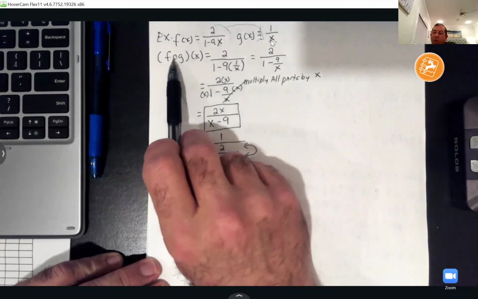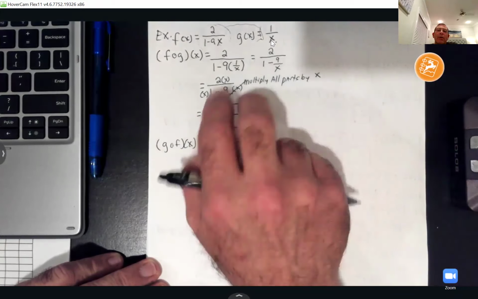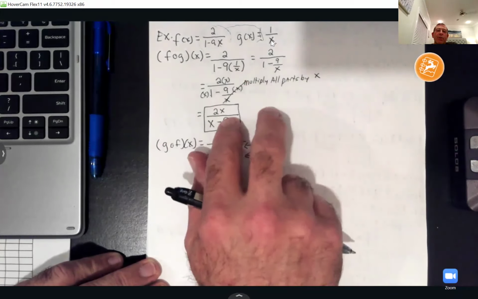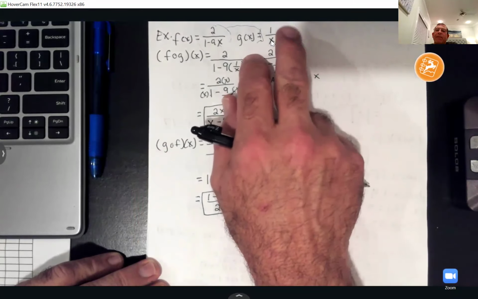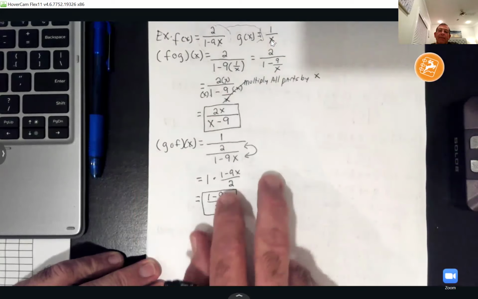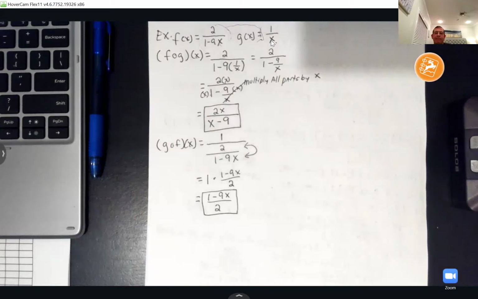So when you do the f of g, yours is going to be similar to mine. So work it how we did this one, and then your g of f will be similar. I think everybody's g of x will be 1 over x. So I did that in this style, okay?